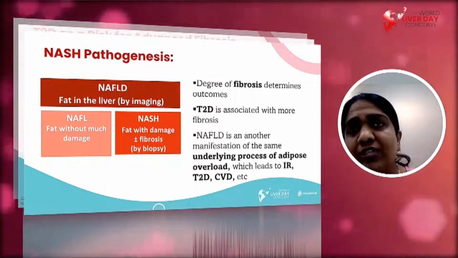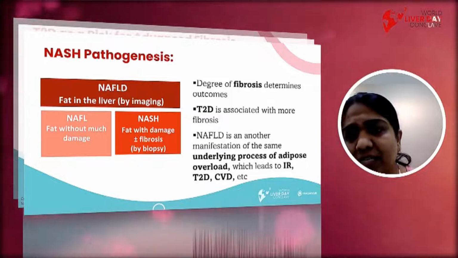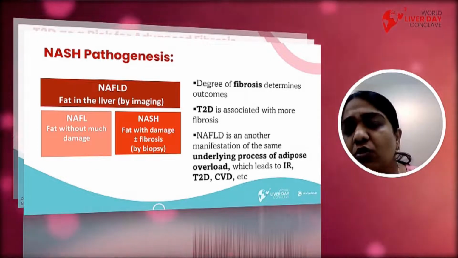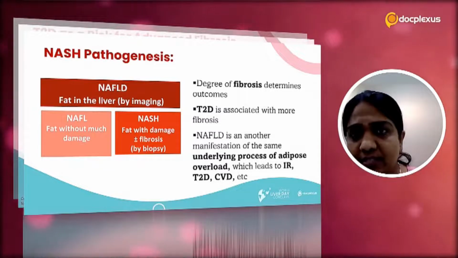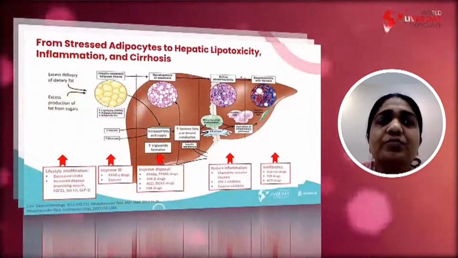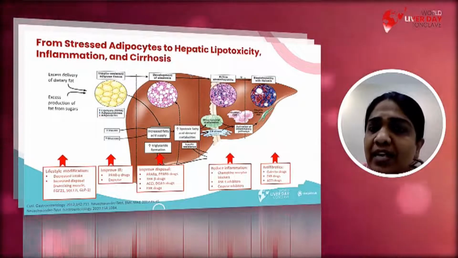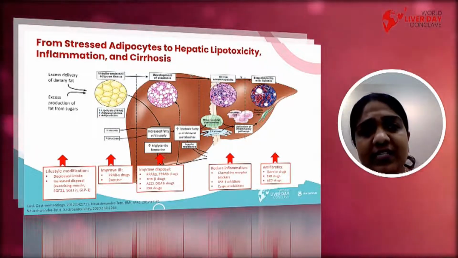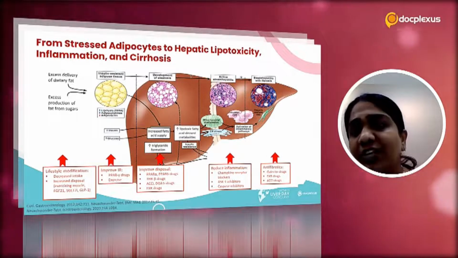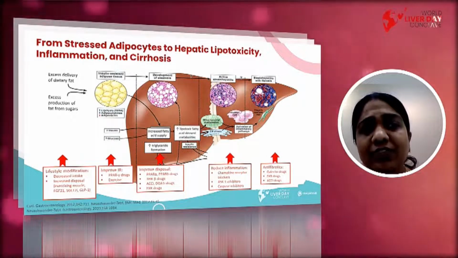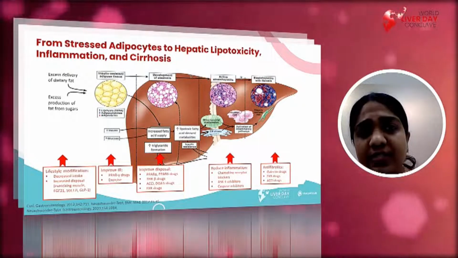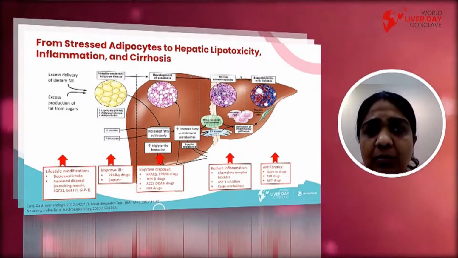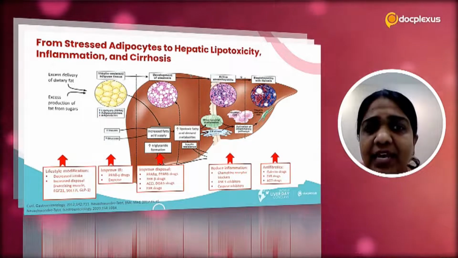Along with diabetes, along with hypertension, dyslipidemia, PCOS, NAFLD is also a part of metabolic syndrome. So basically, it is nothing but adipose overload, which leads to insulin resistance. So, from stressed adipocytes to hepatic lipotoxicity to inflammation and to cirrhosis. This journey is covered by first there is excess delivery of dietary fat, there is excess production of fat from the sugars, which leads to insulin resistance in the adipose tissue, which leads to more lipolysis, more adipocytokines, and less adiponectin.